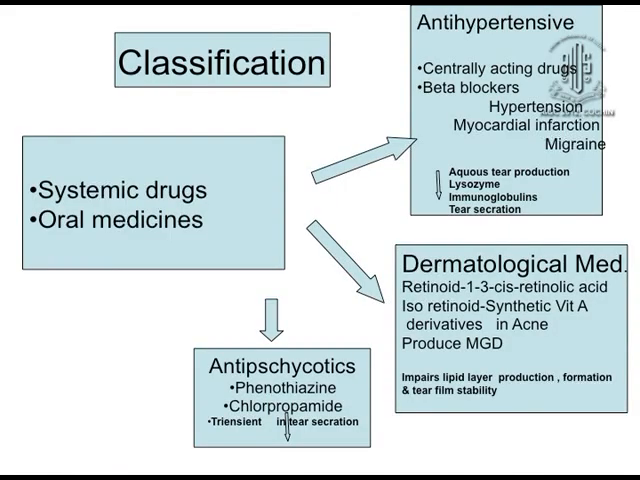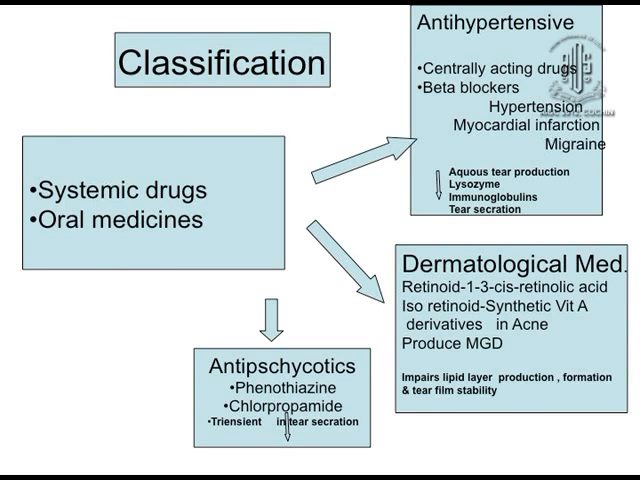Thus, when we talk about the drugs which produce effects, we should consider the tear secretion from the central nervous system also. The systemic drugs and the oral medications all have a severe effect on the eye. The drugs which are used as antihypertensives, for angina pectoris and other conditions like myocardial infarction, all have a tendency to decrease the tear secretion. They decrease the lipase, lysozyme formation and the immunoglobulins also, and ultimately the overall secretion of the tears is decreased, leading to dry eye.